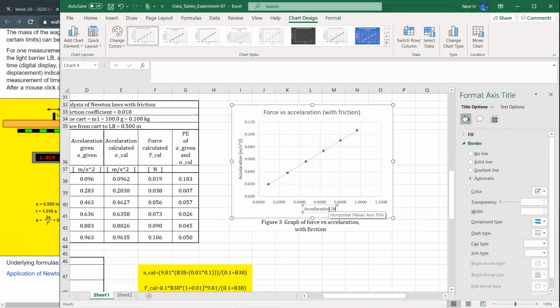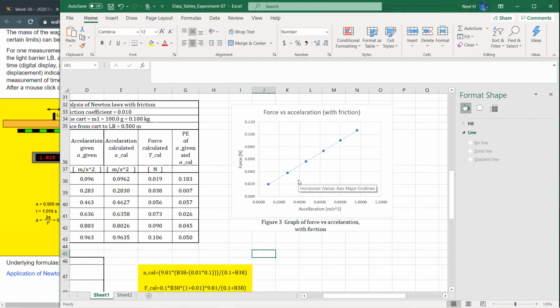Acceleration, unit meter per second squared. And the y-axis should now be force. And the unit should be Newton.